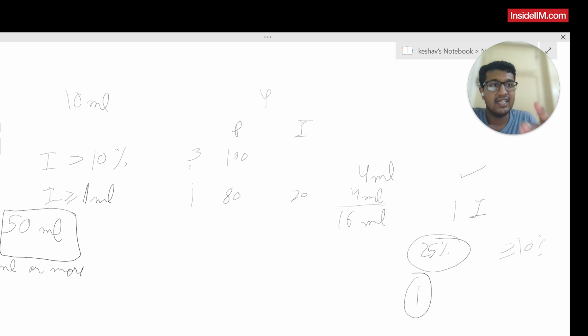Say, take any 2 bottles, and take equal quantity from both of them. Okay. So if both of them are pure, the test will show me pure. Alright. But if one of them is impure, what will be my percentage of impurity in the test? Like 2 bottles are there, one pure, one impure.